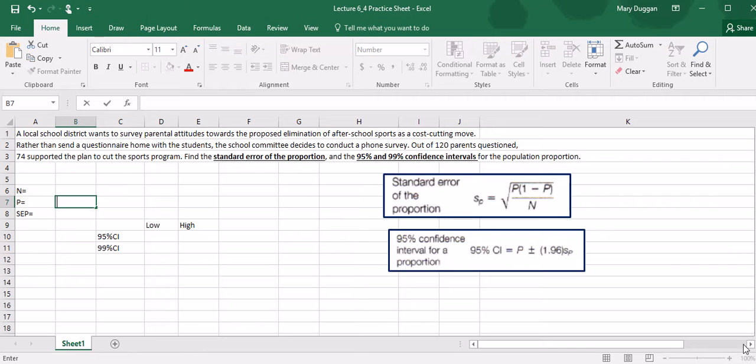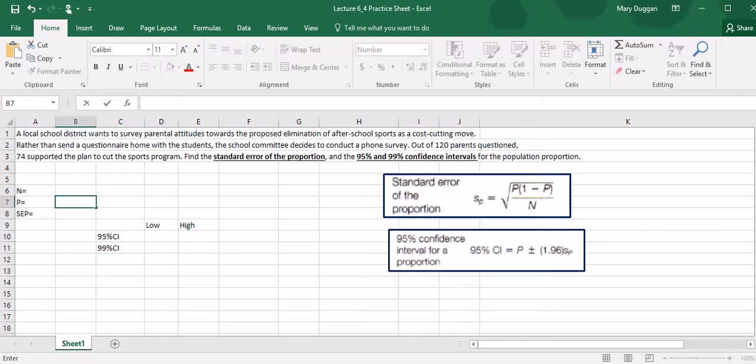This item up here states, a local school district wants to survey parental attitudes towards the proposed elimination of after-school sports as a cost-cutting move. Rather than send a questionnaire home with the students, the school committee decides to conduct a phone survey. Out of 120 parents questioned, 74 supported the plan to cut the sports program. Find the standard error of the proportion and the 95% and 99% confidence intervals for the population proportion.